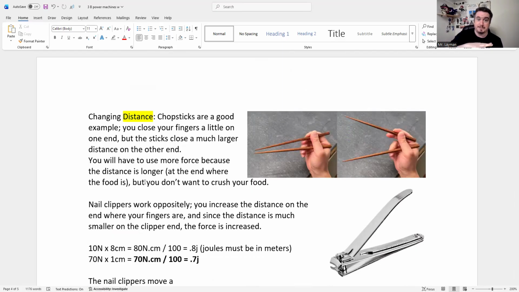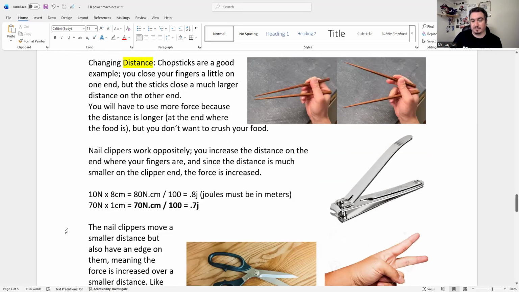Nail clippers are the opposite. With nail clippers, you increase the distance on the end where your fingers are, and the distance is much smaller on the clipper end. And so that distance is smaller, that force is increased.